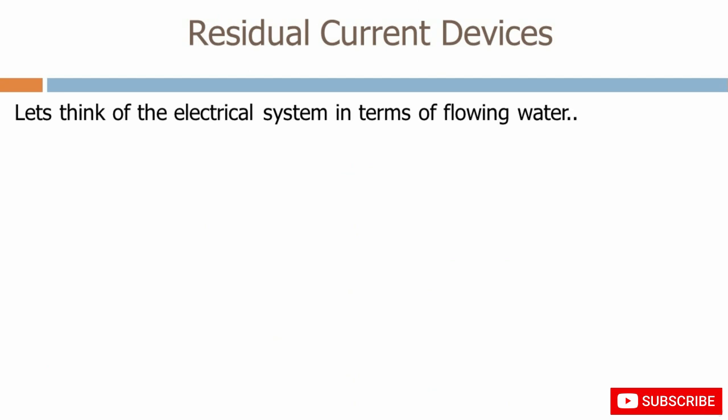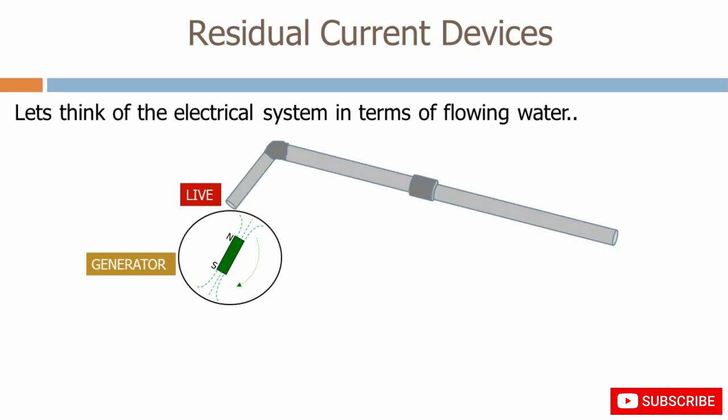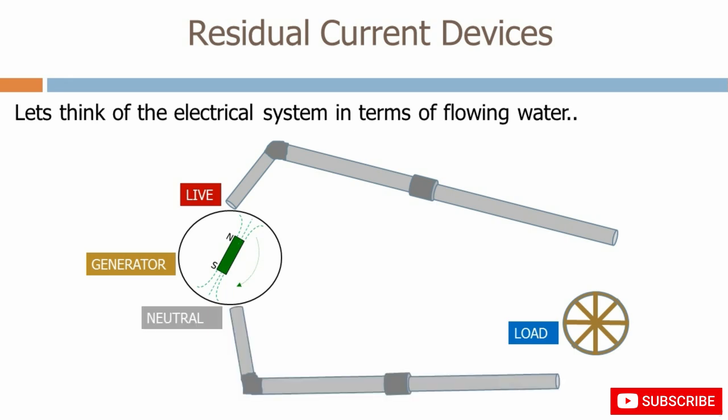Let's think of the electrical system in terms of flowing water. Here we have the generator. This is the pump pumping the water around the system. We have a pipe representing the live conductor. The water flows from the generator through the live pipe. We have a load, which uses up the energy of the water. And finally, we have a neutral pipe taking the water back to the pump.